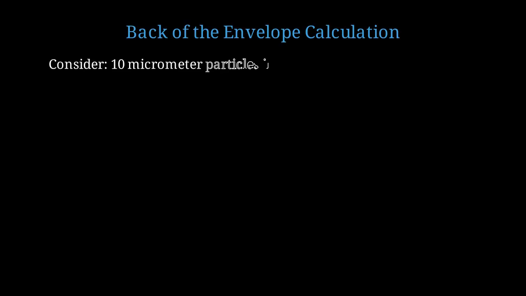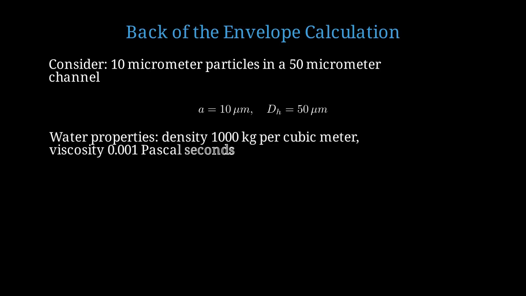Let's do a back-of-the-envelope calculation to understand the relevant length and timescales. This will make the physics more concrete. Let's consider 10 micrometer diameter particles flowing in a 50 micrometer square microchannel. This is a typical size for blood cells or microbeads. So particle diameter a equals 10 micrometers, hydraulic diameter D_H equals 50 micrometers. We're flowing water with density 1,000 kilograms per cubic meter and dynamic viscosity 0.001 Pascal seconds.